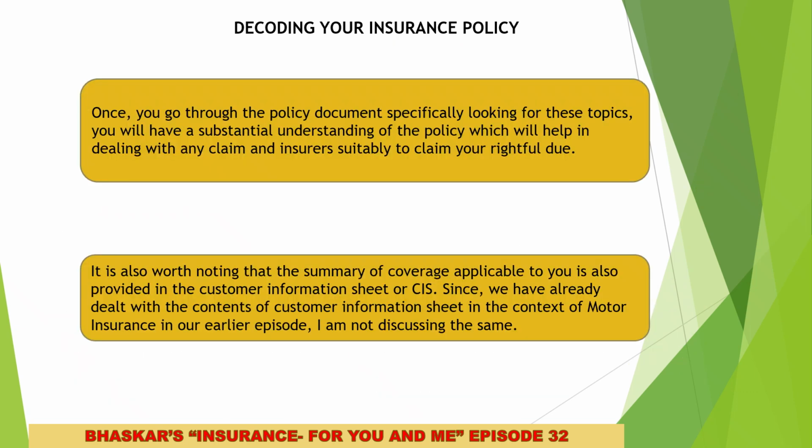So once you go through the policy document, specifically looking for the topics which we have discussed so far, you will have a substantial understanding of the policy, which will help in dealing with any claim and insurers suitably to claim your rightful due. It is also worth noting that the summary of coverage applicable to you is also provided in the customer information sheet, which is also known as CIS. Since I already dealt with the contents of the customer information sheet in the context of motor insurance in my earlier episode, I'm not discussing the same once again here.